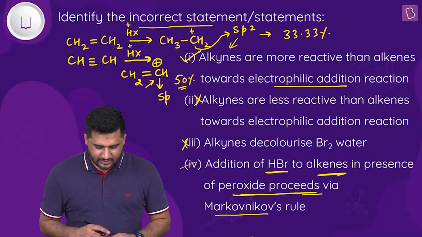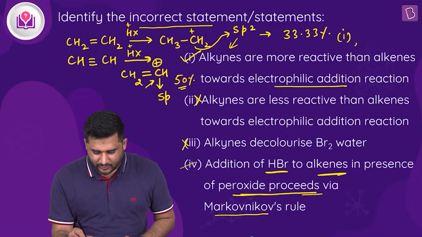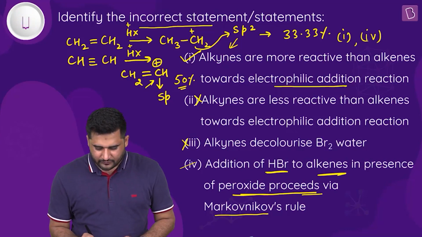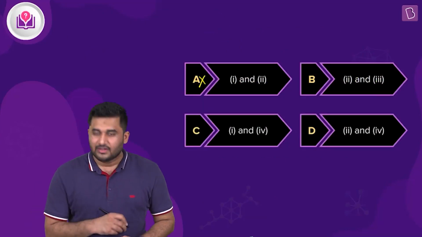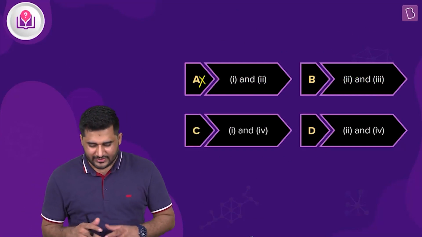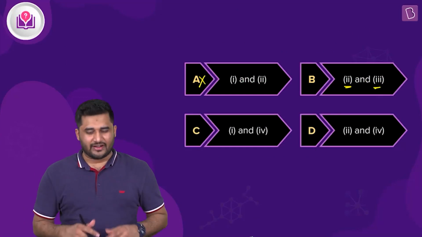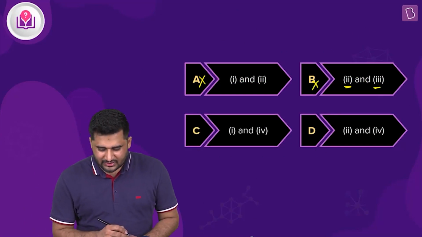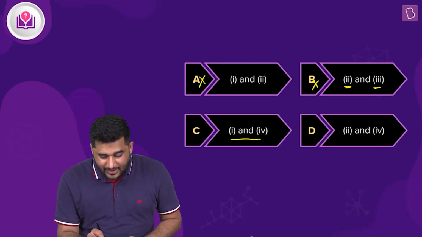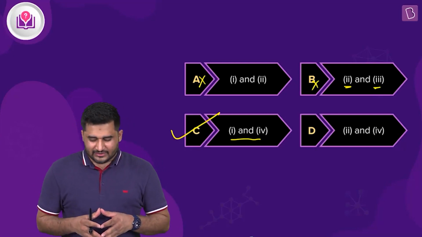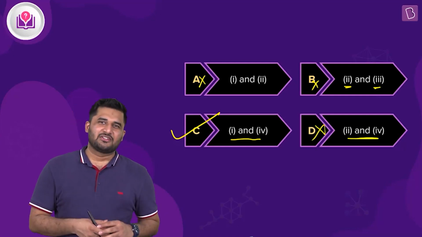So that means 2 statements are incorrect here. One is statement first and the other one is statement fourth. Now let's look at the options. Option A says statements 1 and 2 are incorrect. This is not the right answer. Moving to option B, it says second and third statements are incorrect. Not right. Option C says first and fourth statements are incorrect. Absolutely correct. And D says second and fourth are incorrect. Not at all. So that means option C is the answer to this question.